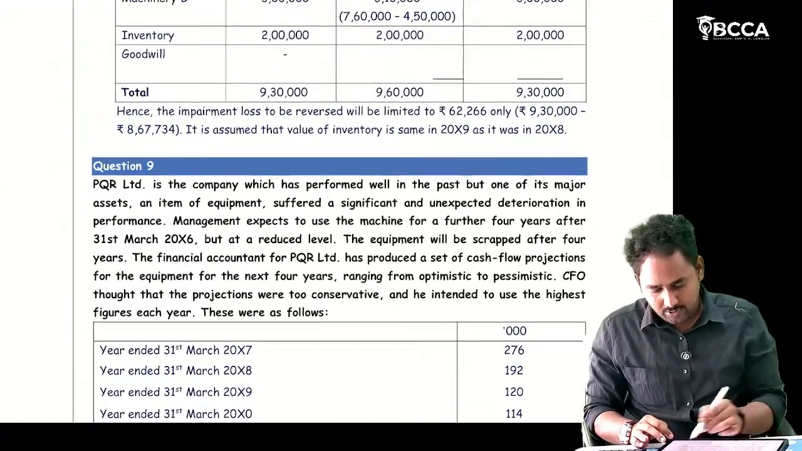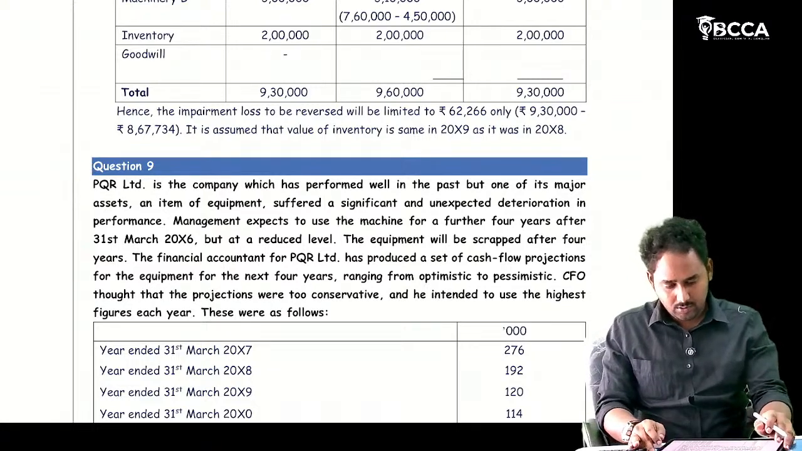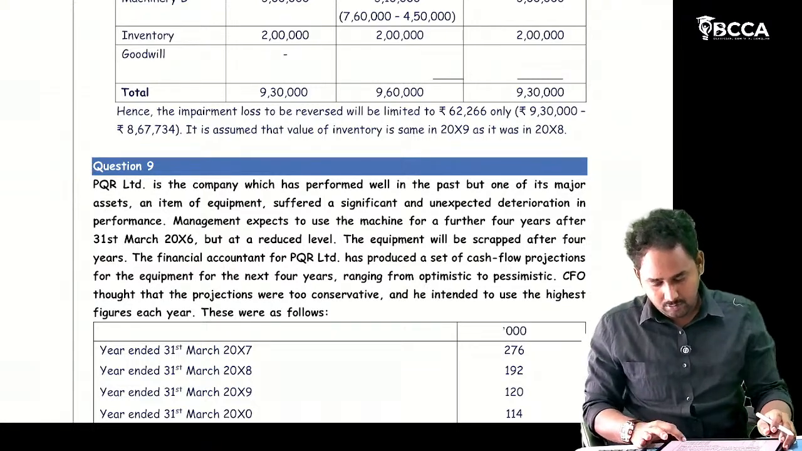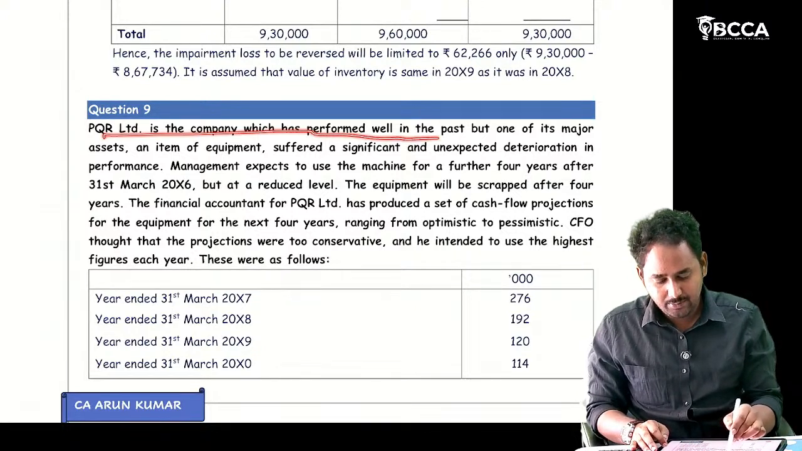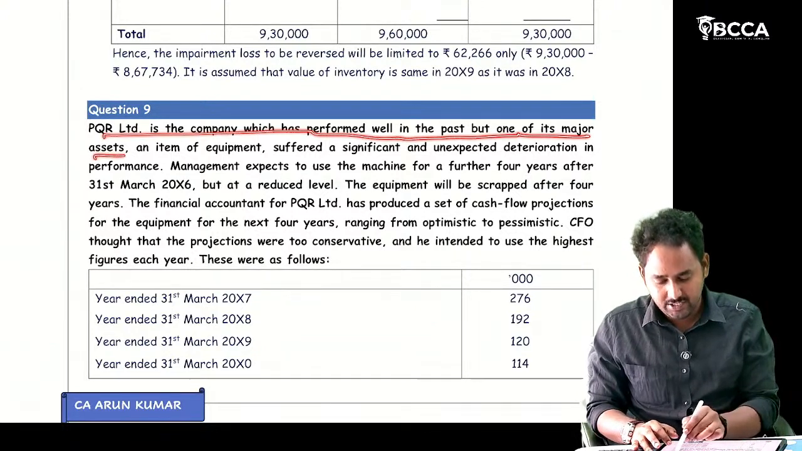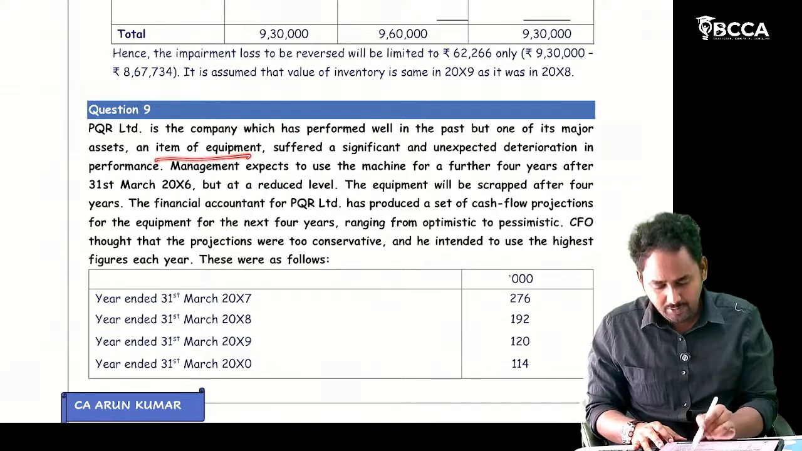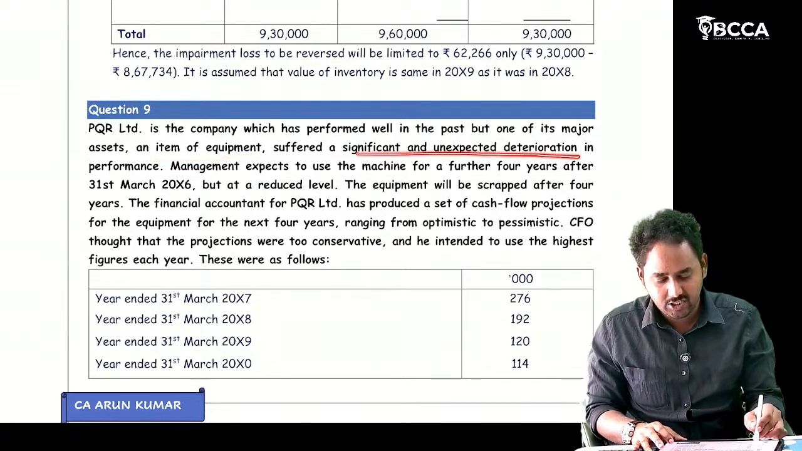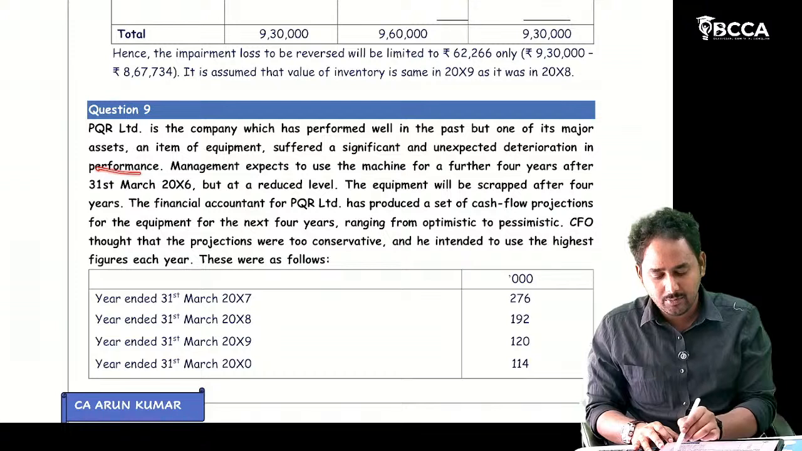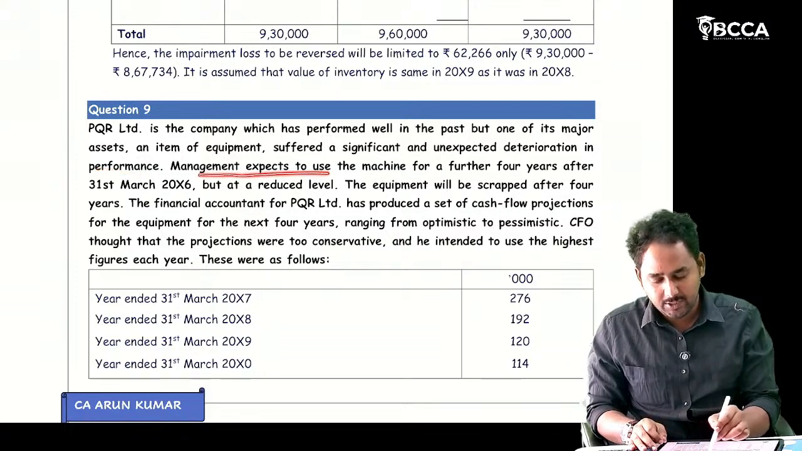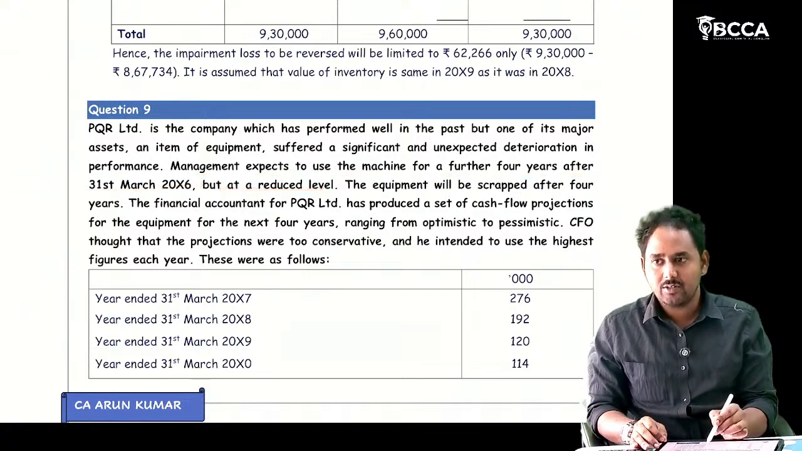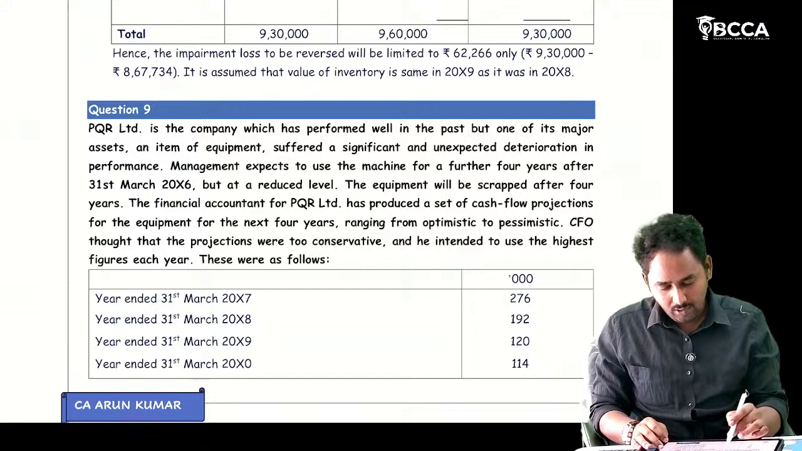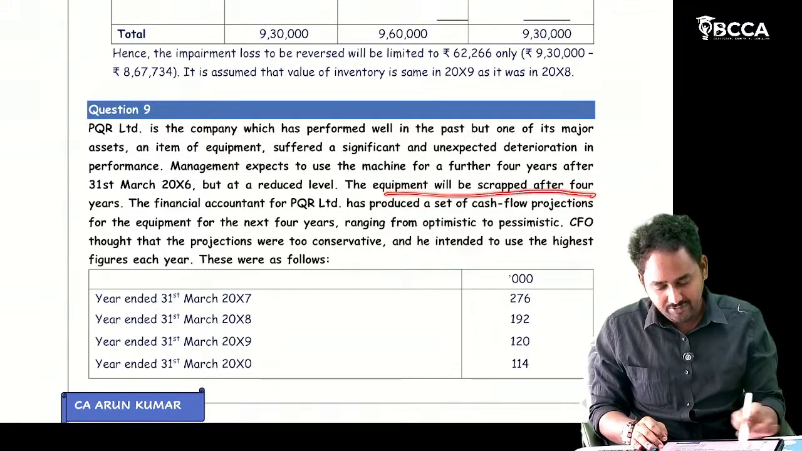So question number 9. BCCA Limited is a company which has performed well in the past. The asset, an item of equipment, suffered a significant and unexpected damage. They plan to use the machine for a further 4 years at a reduced level, and the equipment will be scrapped after 4 years.